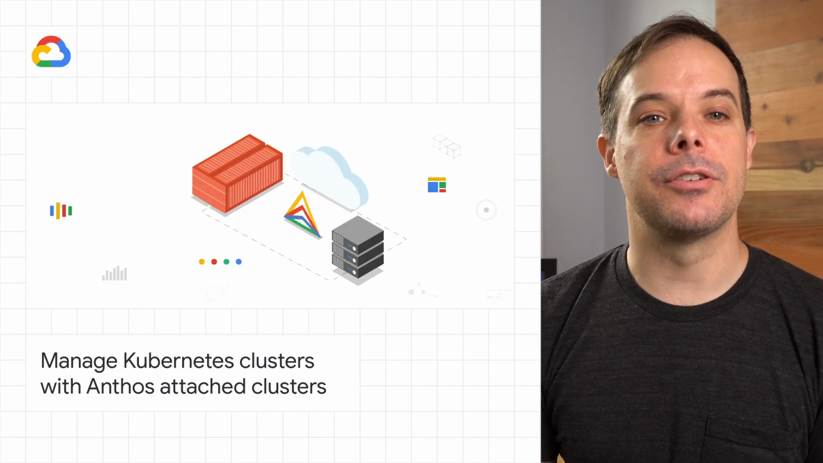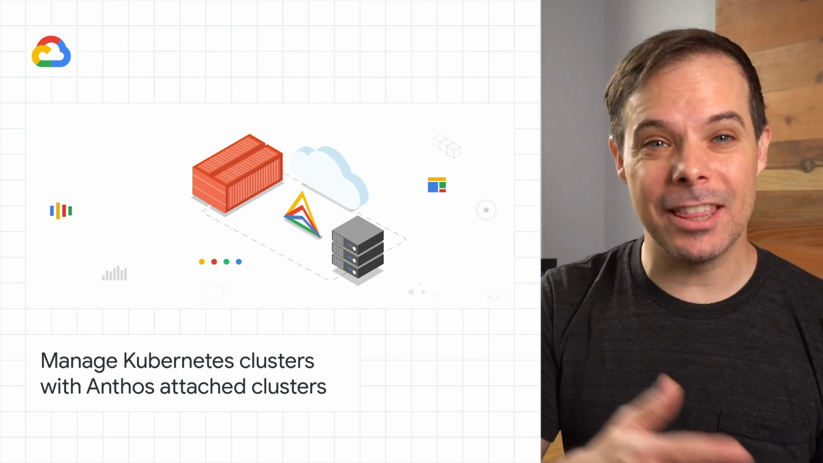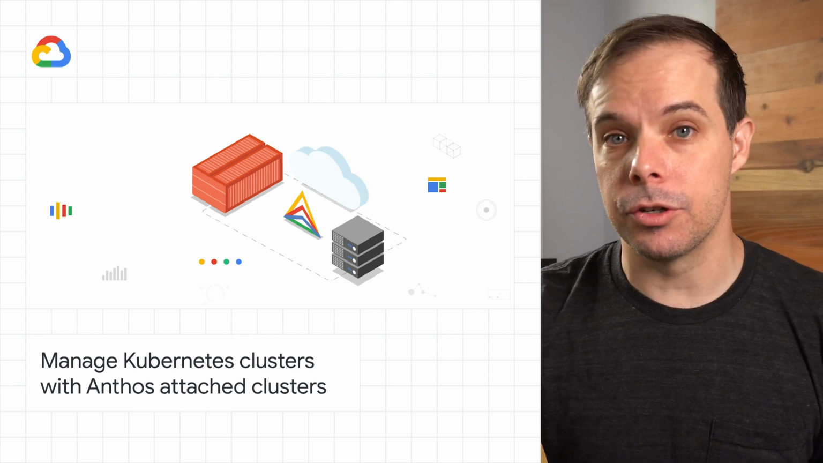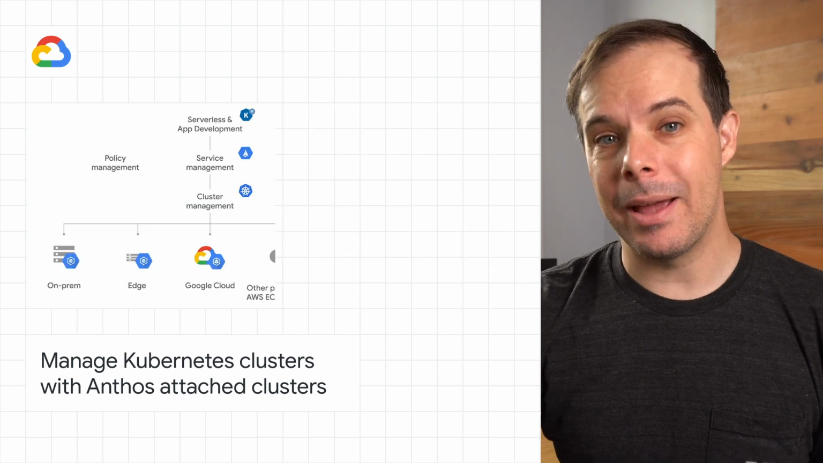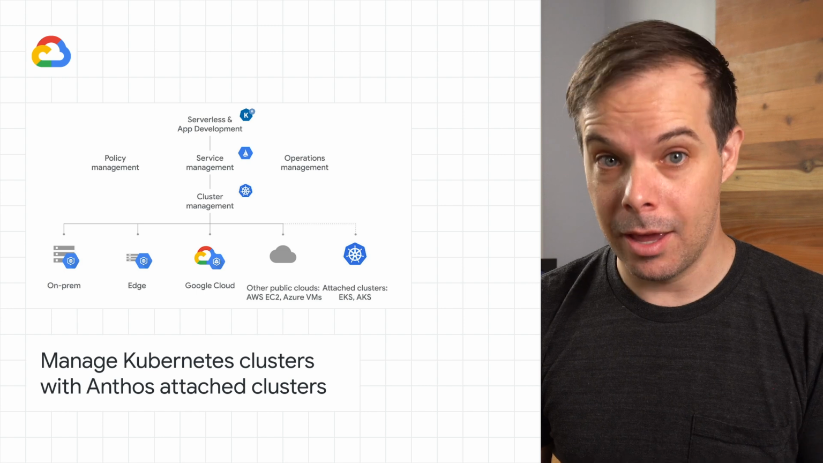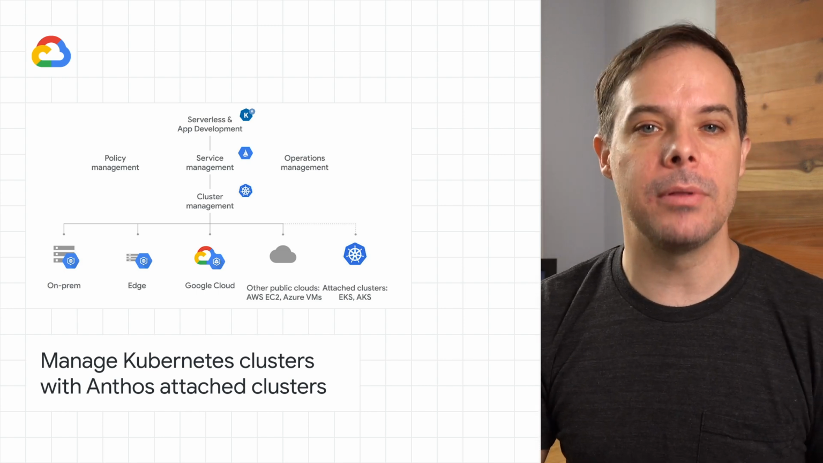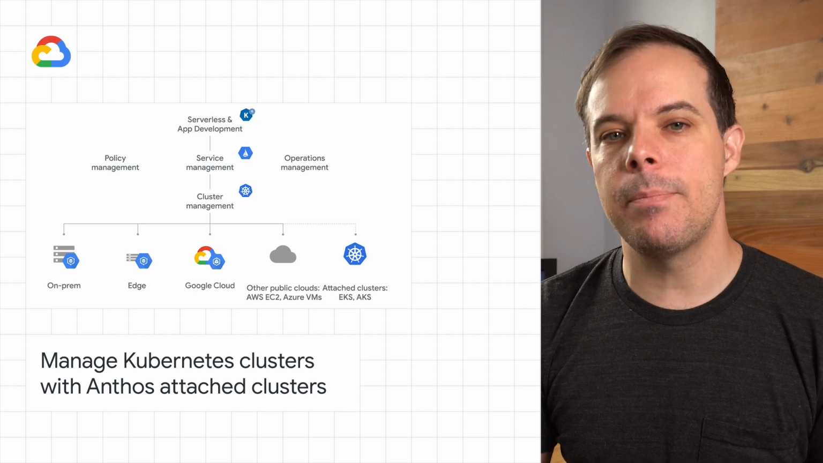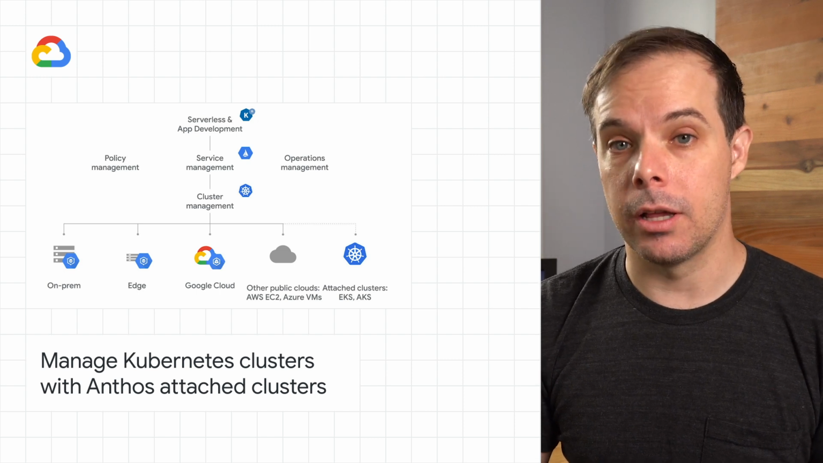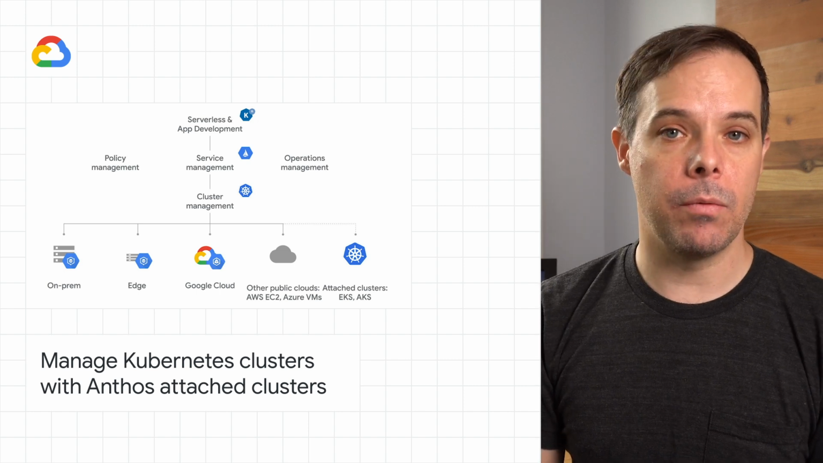Anthos attached clusters are now available. They're a new deployment option that extends Anthos reach into Kubernetes clusters running in other environments. Now, by connecting Amazon EKS and Azure Kubernetes Service clusters, and soon others, back to the Anthos control plane on Google Cloud Platform, you gain a single pane of glass view for managing your clusters across hybrid and multi-cloud environments. To learn how it works, head on over to the post.